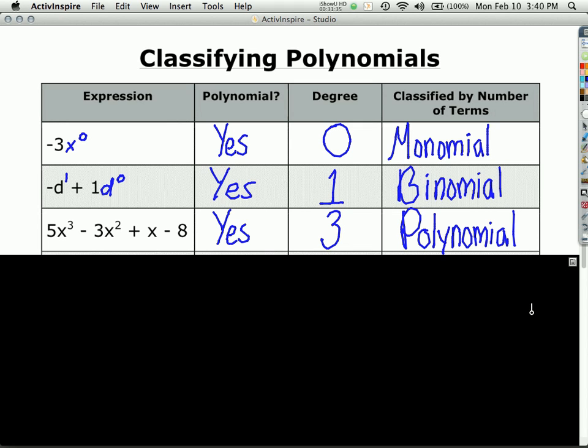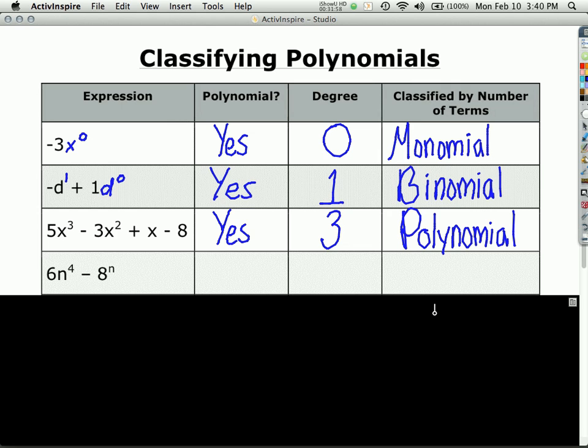So we're going to do quite a few more, but here's where I'm going to start throwing in examples that are not polynomials, and I'm going to explain why. Now, keep in mind that you don't actually have to know these rules this year. My job for you this year is to just expose you to these rules. They will become important in Algebra 2. So here's an example of something a little bit different. 6n to the 4th power minus 8 to the nth power.